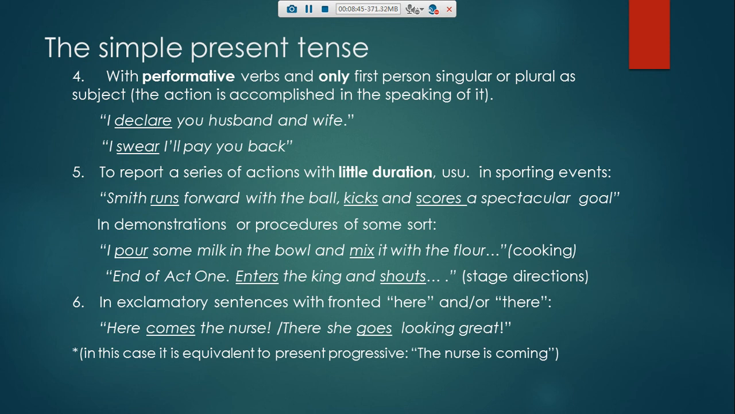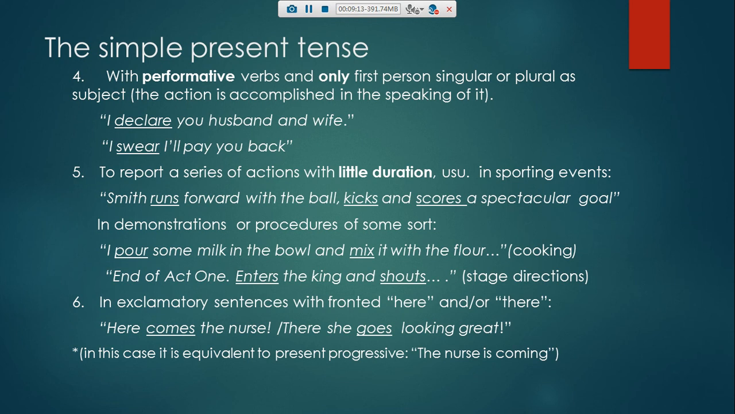Number 5, to report a series of actions with little duration, usually, for example, in sporting events. If you're listening to a football match on the radio, the guy might say, Smith runs forward with the ball, kicks and scores a spectacular goal. Or in demonstrations or procedures of some sort, I pour some milk in the bowl and mix it with the flour. That could be in cooking.